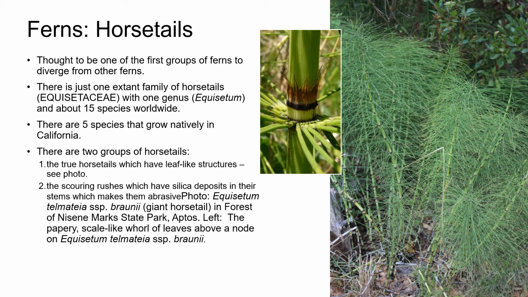There are 2 groups of horsetails. Firstly, there are the true horsetails, which have leaf-like structures branching off the stems, as shown in the photo here of giant horsetail in Nisene Marks. And secondly, there are the horsetails known as the scouring rushes, which have silica deposits in their stems, which makes them abrasive, hence the common name.